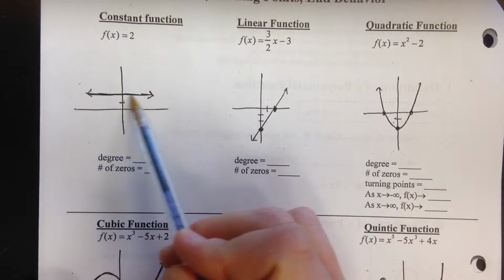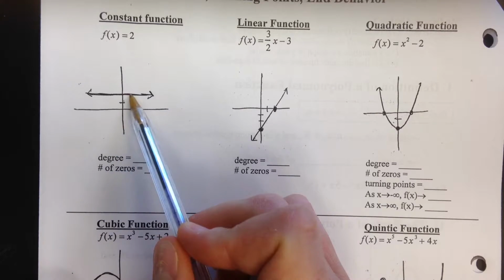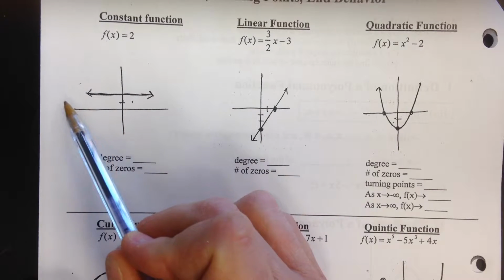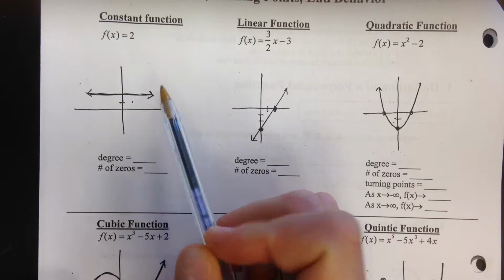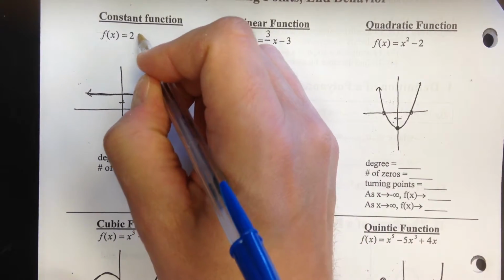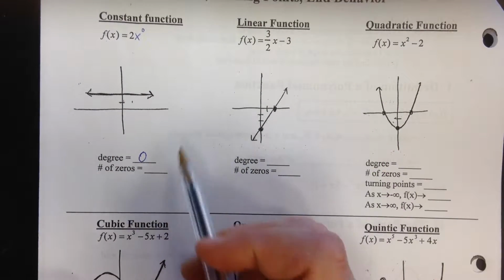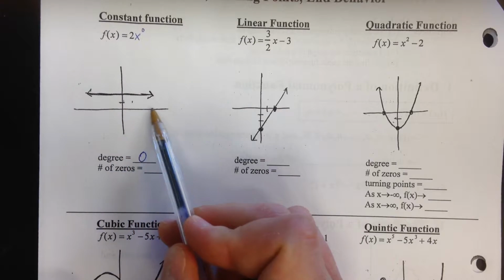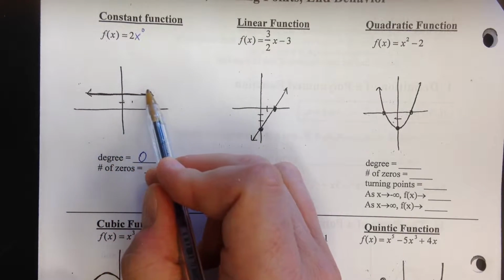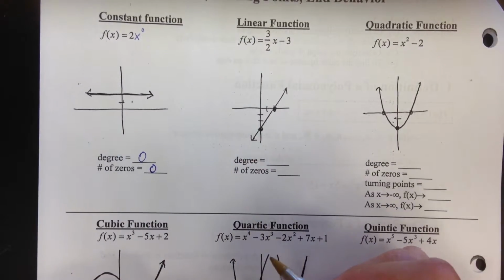So the first one is a constant function. This is like y equals 2, which is a horizontal line. Notice that the domain is negative infinity to positive infinity. In this case, the degree is 0, and so it's kind of like having 2x raised to the 0 power. So the degree is 0. For the number of zeros, we count where we cross the x-axis. In this case, we don't, because it's parallel to the x-axis. So the number of zeros is 0.